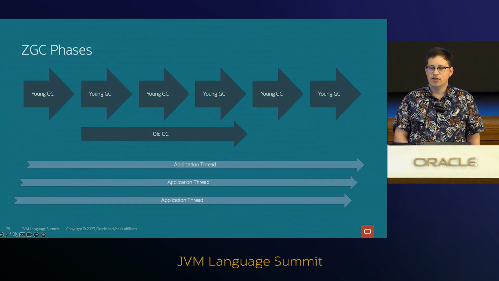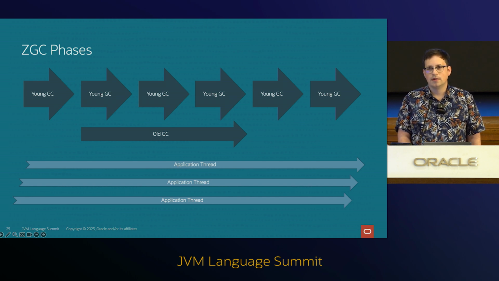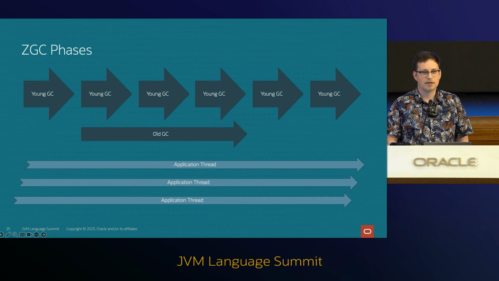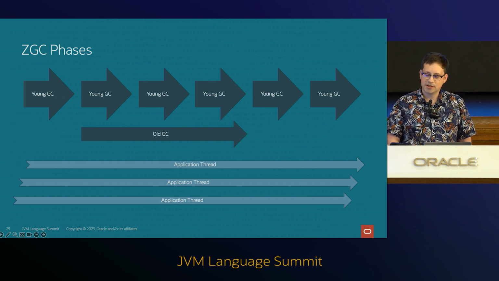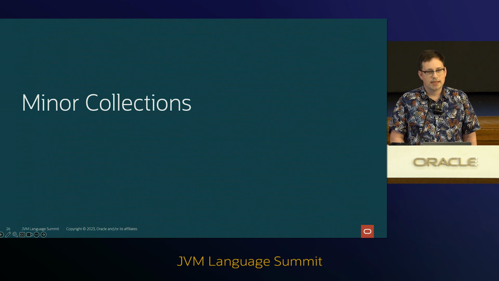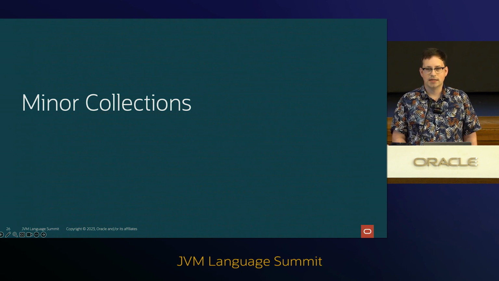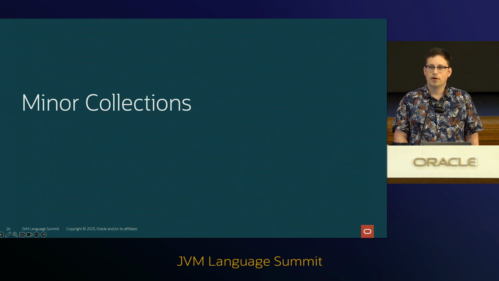Now, something that's new with generational ZGC is that the young and old generations run concurrent to each other and concurrent to the application. So this is a very concurrent system, which is very interesting. The way that we package these collections up is through something we call minor and major collections. And this is what you're going to end up seeing in the GC logs.